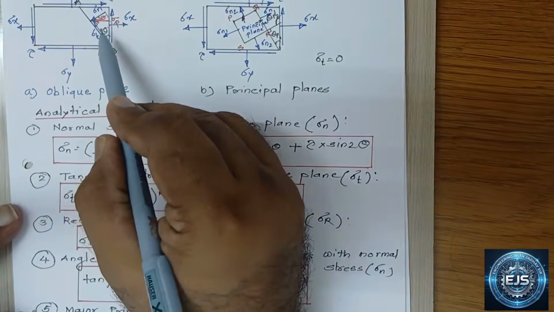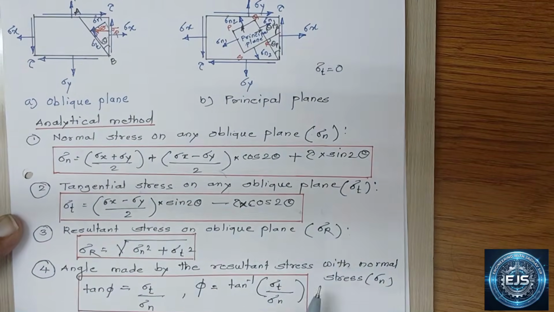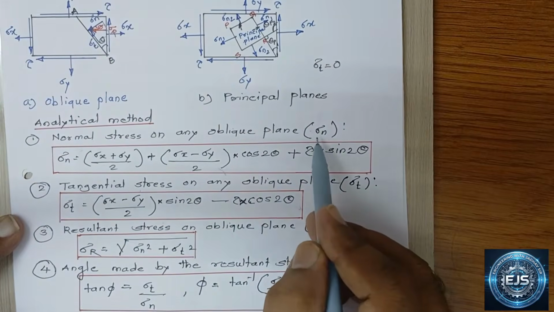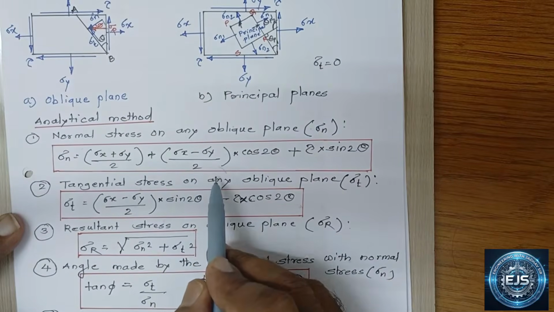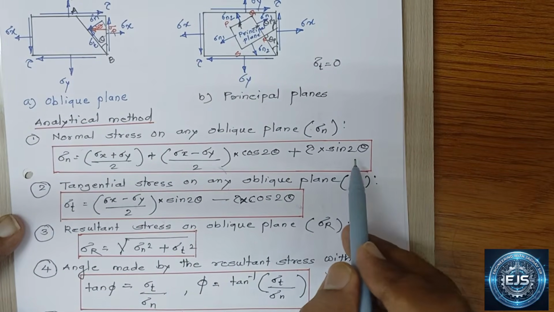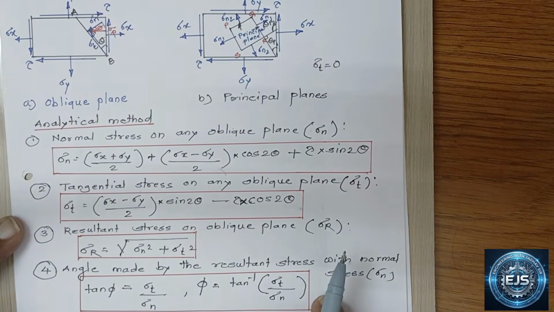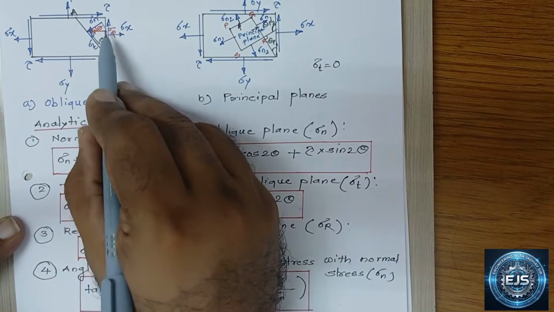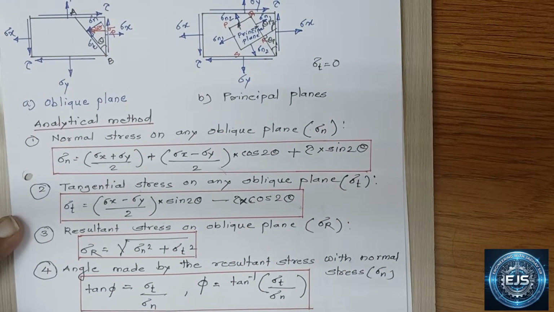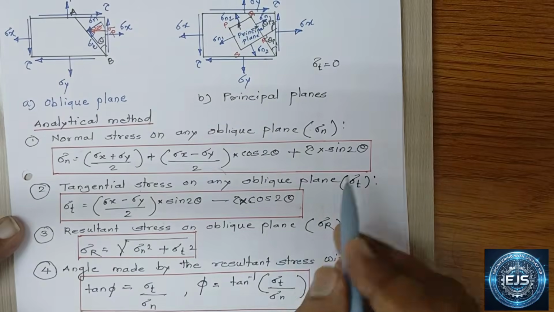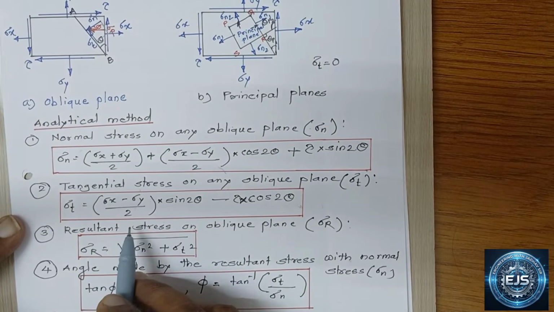On an oblique plane, two types of stresses act. First is the normal stress, and another is the tangential stress. The normal stress on an oblique plane is denoted as sigma n, and that is given by the formula sigma n equals sigma x plus sigma y by 2, plus sigma x minus sigma y by 2 into cos of 2 theta, plus tau sine 2 theta, where sigma x and sigma y are the normal stresses in x and y direction, theta is the angle made by the oblique plane with respect to the vertical plane, and tau is nothing but the shear stress developed in the component. With the help of this formula, we can calculate the normal stress acting on an oblique plane.